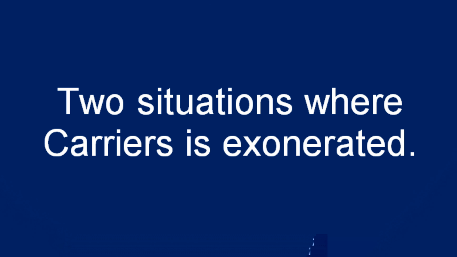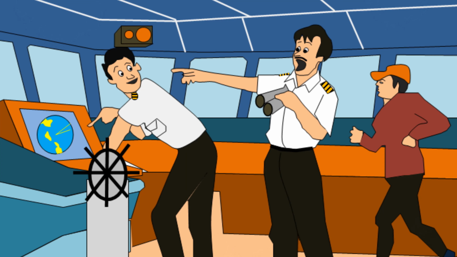Under Hague Visby Rules, let us look at the following two situations where the carrier is exonerated from the liability. Number one, the damage that is caused because of unseaworthiness, unless it was caused because of the breach of the obligation of the carrier to observe due diligence and care for the cargo. And the other situation is when the damage has occurred because of the fault of the master mariner, pilot, or the servant of the carrier in navigation and the management of the ship.